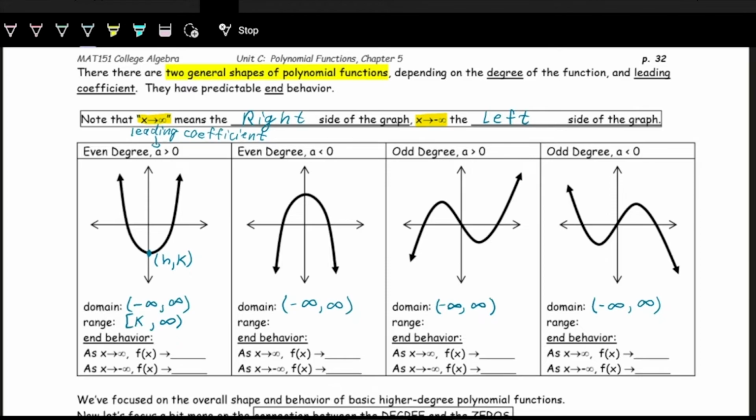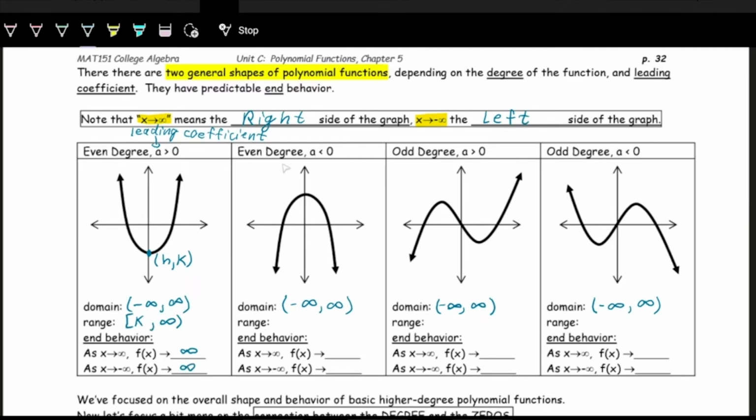We use a bracket because we actually include that point, or that y value of k. And then the end behaviors, so this is saying as x goes to the right. If you follow the graph to the right, what is the output of the graph doing? Well, the height is going up. It's increasing to infinity as well. So as x goes to infinity, as we go to the right side, the graph is going up to infinity. And on the other hand, as we go to the left, as x goes to negative infinity, the graph also still goes up to positive infinity.